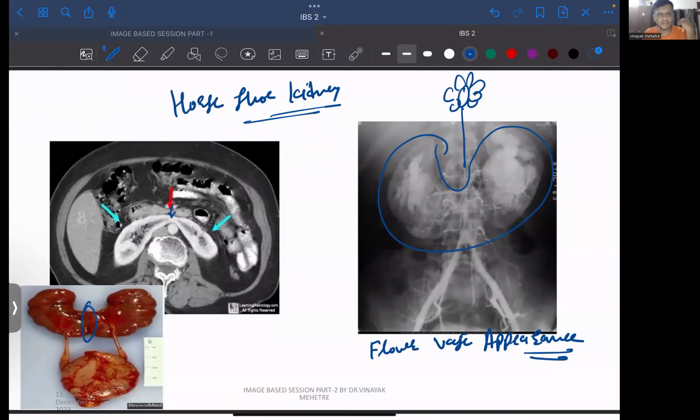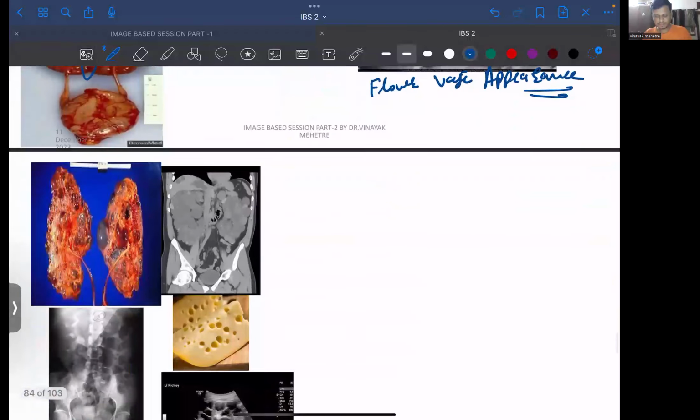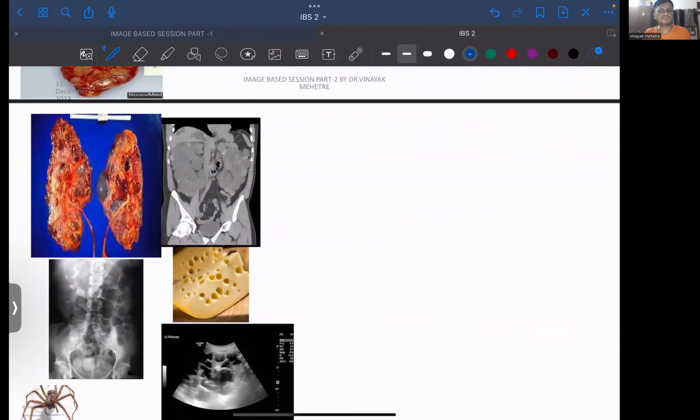So this is a CT scan. CT scan has come, X-ray has come, what remains is ultrasound. Okay, that is also going to come. I will teach that in kidney. For now, let's finish quickly.